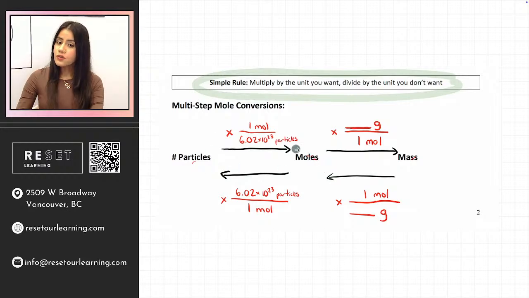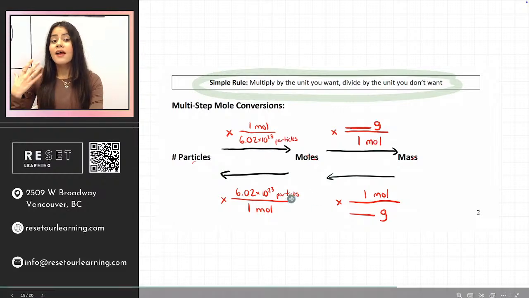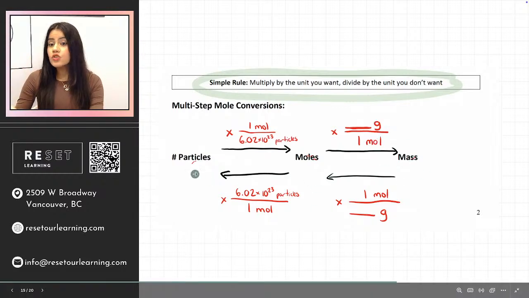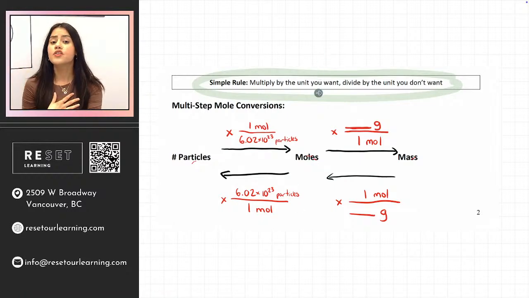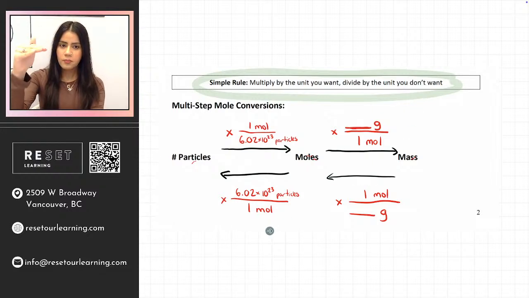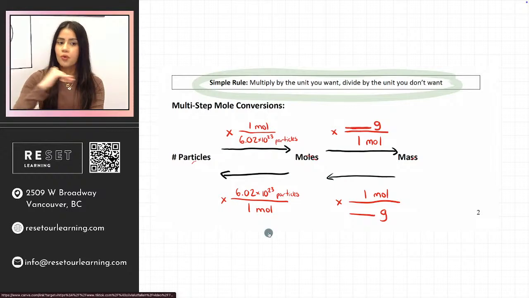You will have to first convert your particles to moles, by dividing by Avogadro's number, and then go to mass, which is grams per mole. If your question is asking to go from mass to particles, you will have to multiply by mole over gram and then multiply by Avogadro's number. So everything we've learned so far, we're going to combine all those concepts. Again, simple rule: multiply by the unit you want, divide by the unit you don't want. Desired goes on the top, and what's given to you that you don't want goes on the bottom.